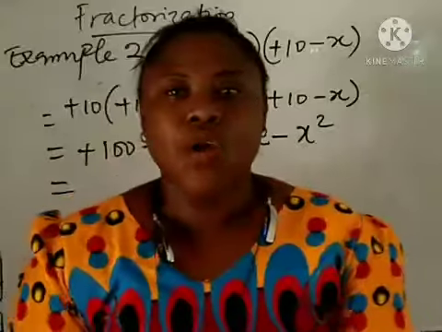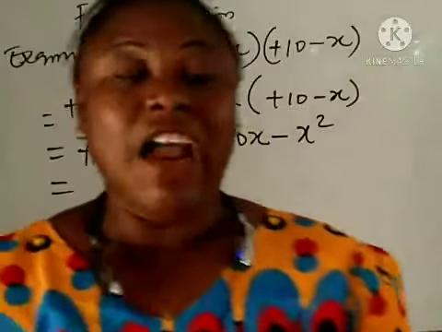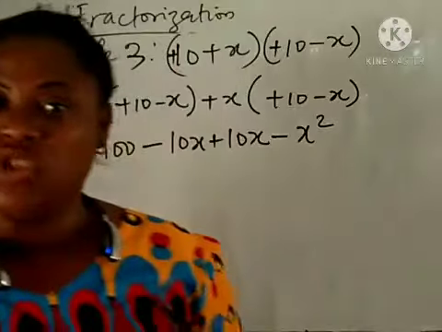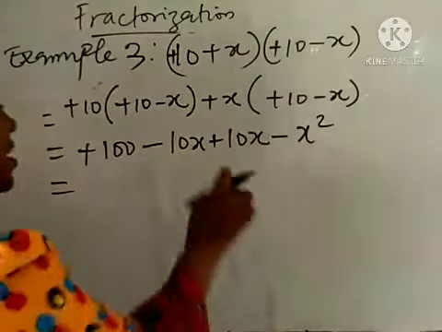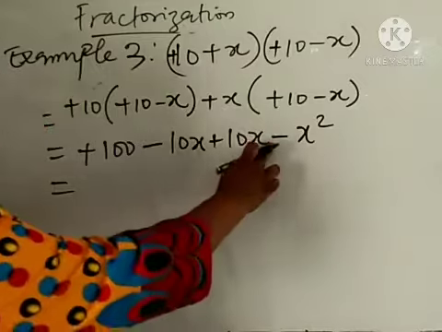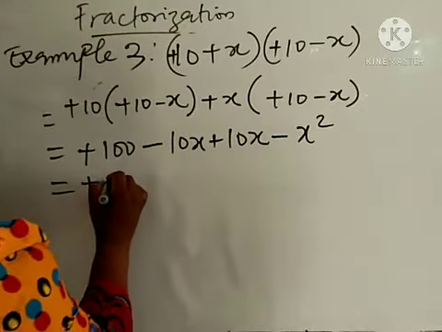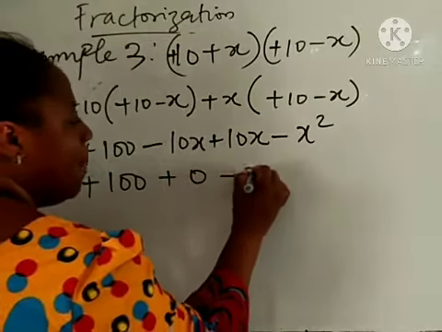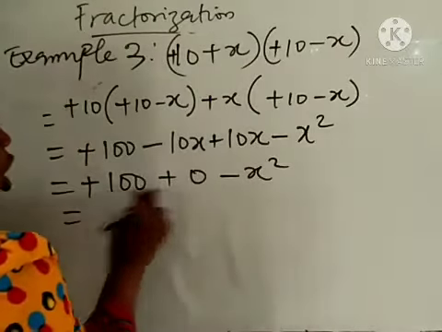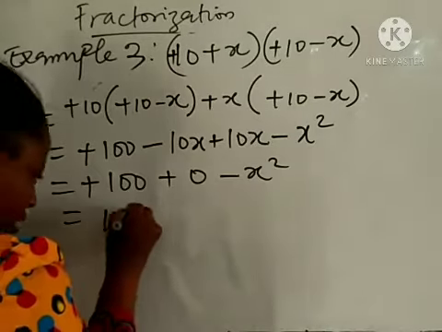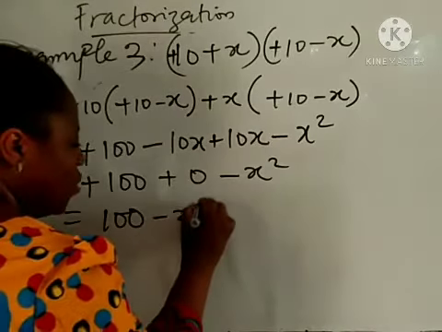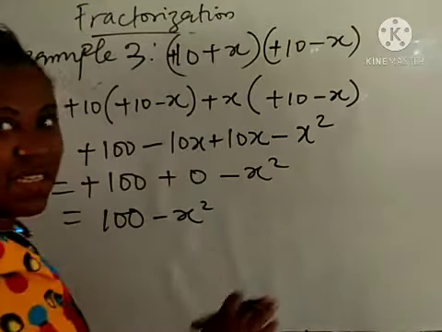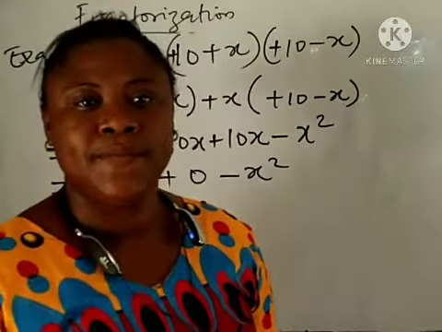That means you are owing somebody 10 naira and you have the 10 naira. If you pay off the money back, what are you left with? You are left with nothing. So that means the whole of this will give us 0. So we are left with plus 100. This will give us plus 0 minus x squared. 100 plus 0 will give you 100 minus x squared. So this will give you 100 minus x squared.